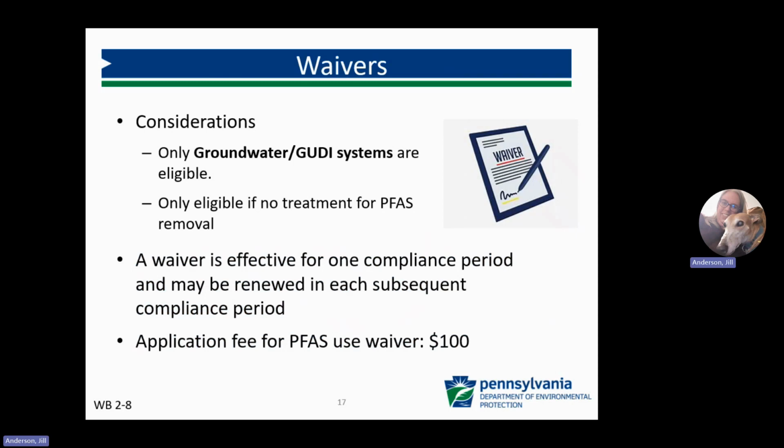Some considerations for obtaining a use waiver for PFAS compliance sampling include only groundwater and groundwater under the direct influence of surface water, or GUDI systems, are eligible. So surface water systems are not eligible for a waiver. And a system is only eligible if there is no treatment for PFAS removal. PFOA and PFAS are determined independently, so a system could have a waiver for one and not the other. And a waiver is effective for one compliance period and may be renewed in each subsequent compliance period.